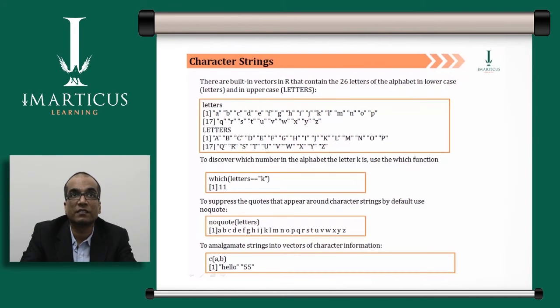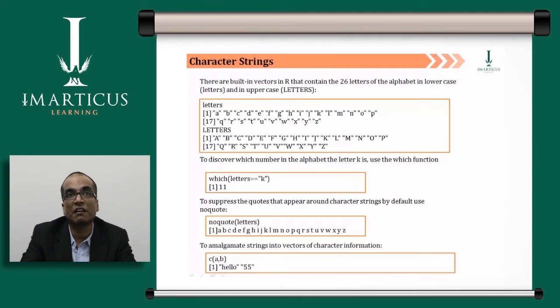There are inbuilt vectors in R that contain the 26 letters of the alphabet. These are inbuilt, you don't need to create them. If you just type letters in small, you will get a to z all in small letters, and if you type LETTERS in capital and press enter, it will show A to Z in capital, right? This is just for practice, so you can use these vectors for practice.